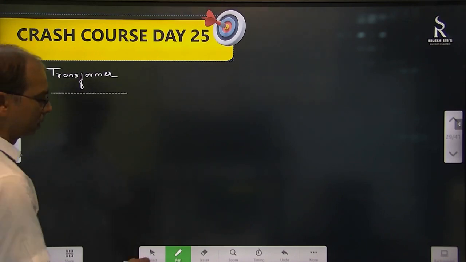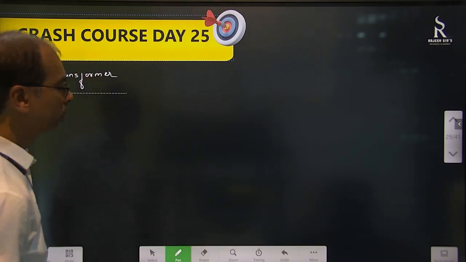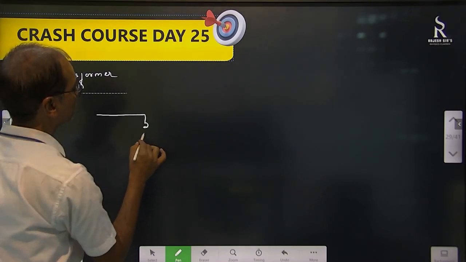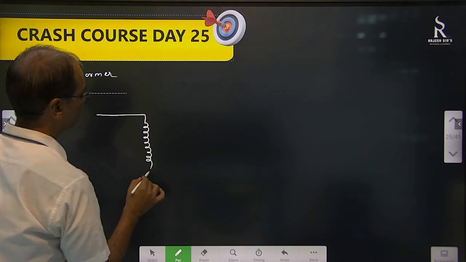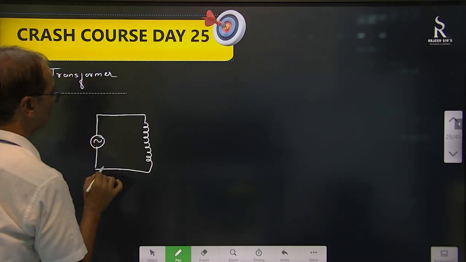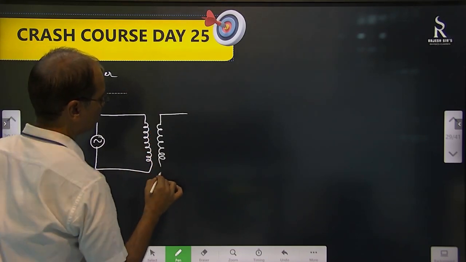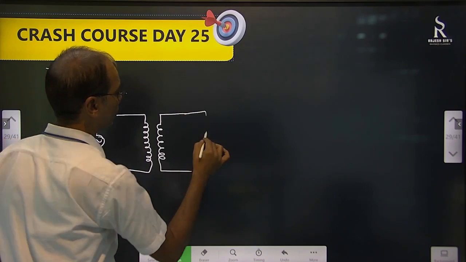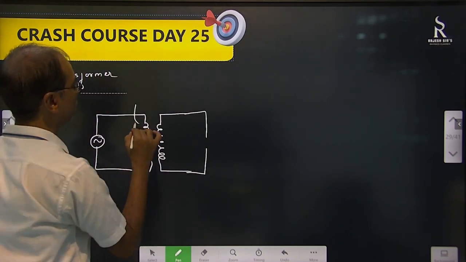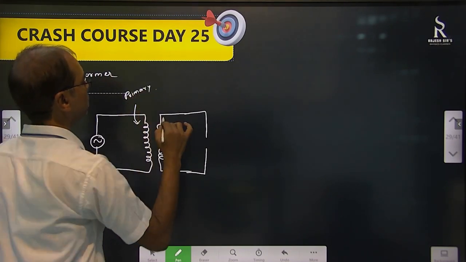Now last topic on AC: Transformer. Transformer works on AC only. What is the principle? It works on mutual inductance. And there are two types of transformer we know, step up and step down. We'll discuss about that. So this is called primary coil, this is called secondary coil.